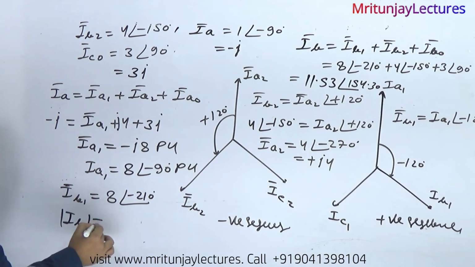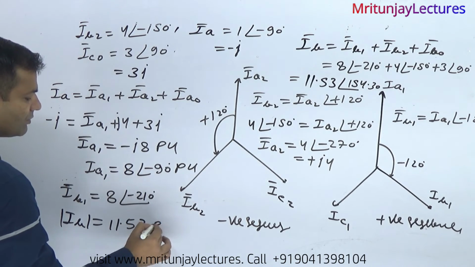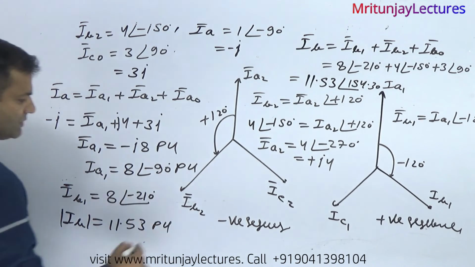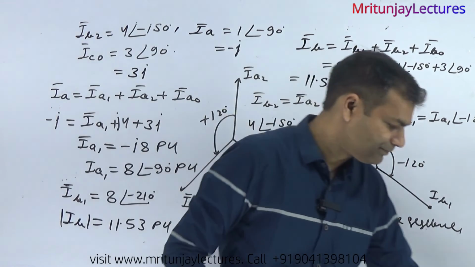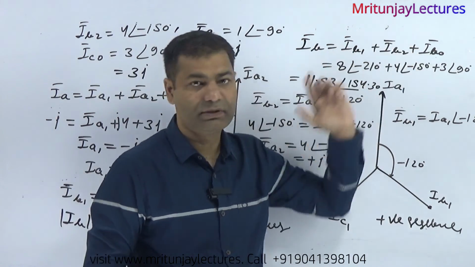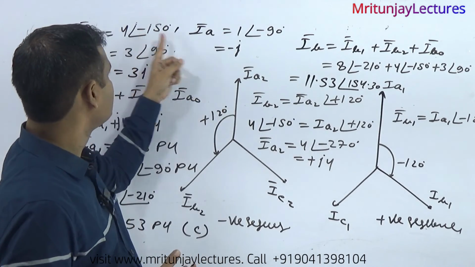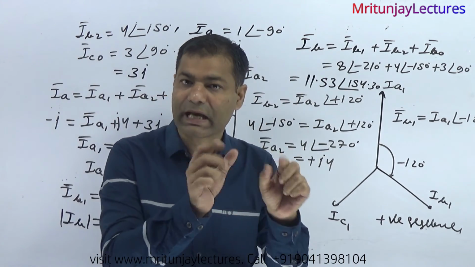So the magnitude of IB is 11.53 pu. Which option is correct? C is the correct option. So it is very clear how we got IB: IB is equal to IB1 plus IB2 plus IB0. IB2 and IB0 are given, but we are focused on IB1.